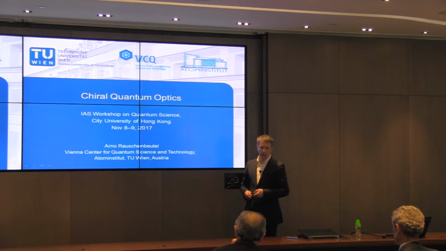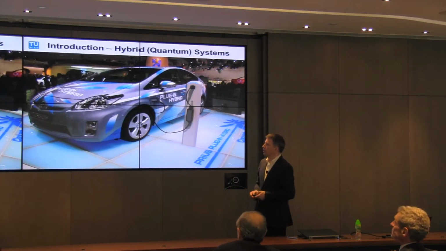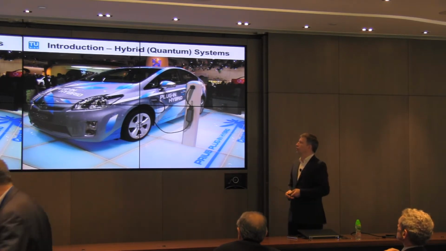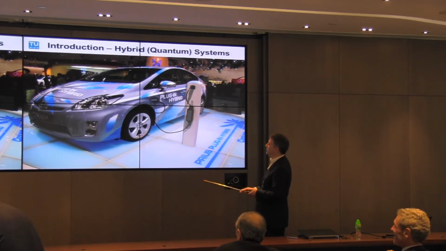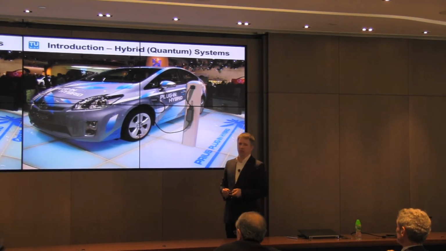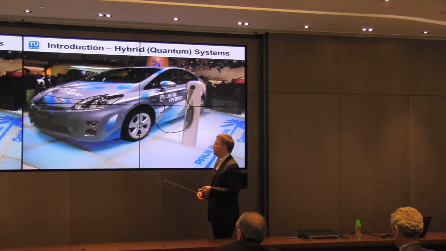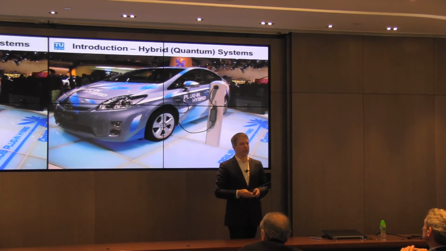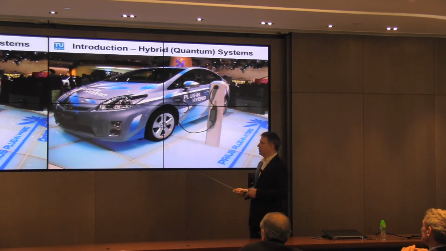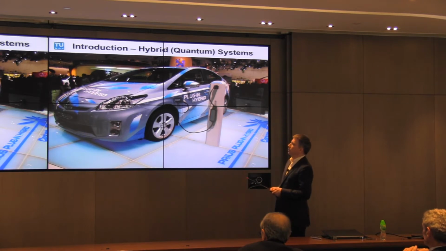fields that are involved. So maybe to give a broader context of our work, it's actually in the framework of so-called hybrid quantum systems, and the idea of a hybrid quantum system is the same as for a classical system. You want to combine the good properties of two systems, like here a combustion engine and an electric motor, to achieve something that is not easily achievable with each of the subsystems. And in our work, what we combine are actually atoms and photons.